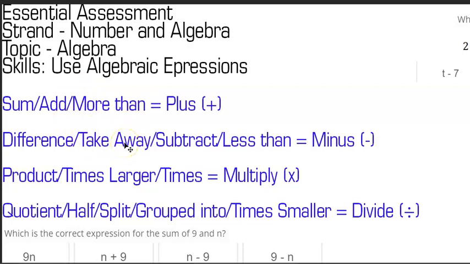The more common ones are sum, add, and more than is for plus. Difference, take away, subtract, or less than for minus. Product, a certain amount of number times larger, or just times as multiply. And quotient, which you might see sometimes. Half, or quartered, or third, split, grouped into, times smaller is divide. And we're going to be using these terms to help us tackle algebraic expressions.